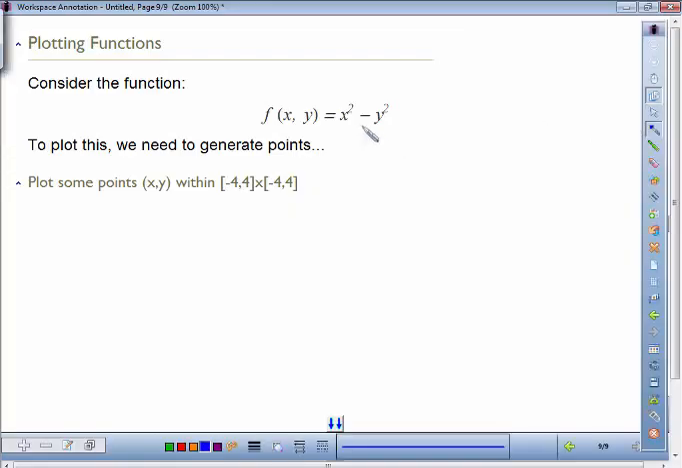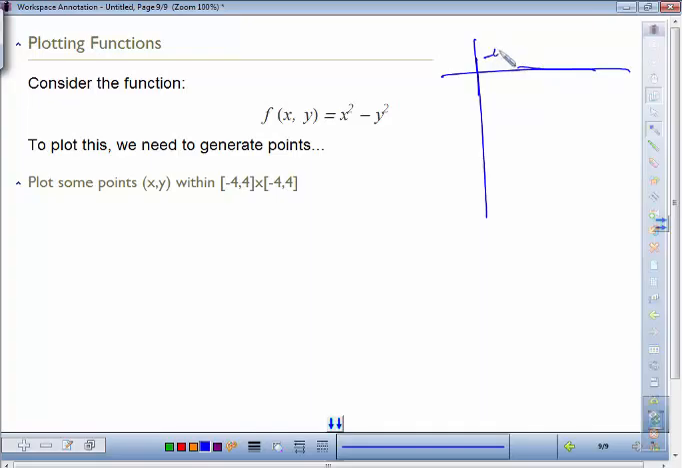So let's say you had a function x squared minus y squared. So f of x, y is equal to x squared minus y squared. So to plot this, we need to generate some points. So we'll plot some points. And one way to do this, maybe on a -4 to 4, -4 to 4 set of axes, would be maybe just to plot some points here. And trying to plot this is kind of going to be weird, but let's say -4, -2, 0, 2, and 4. I probably should do this backwards.